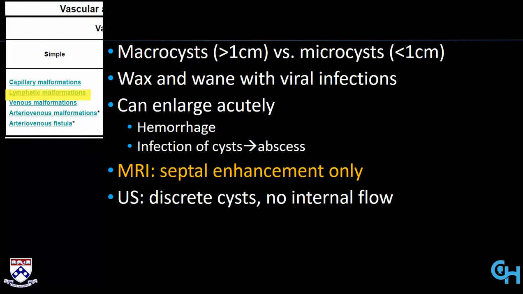So first in vascular malformations are lymphatic malformations. These can be either macrocystic or microcystic, and they wax and wane clinically with viral infections. They can also enlarge acutely with hemorrhage and infection. On MRI, these lesions show septal enhancement only. On ultrasound, they show discrete cysts without internal flow.